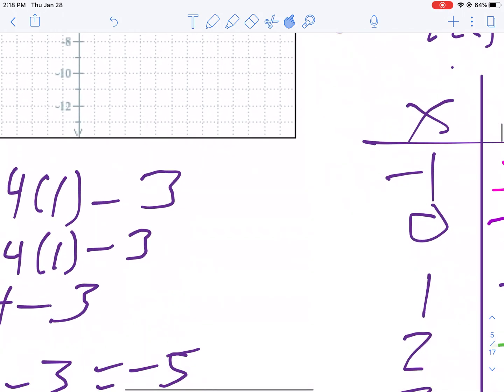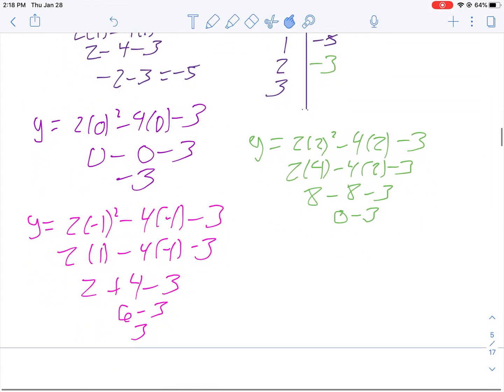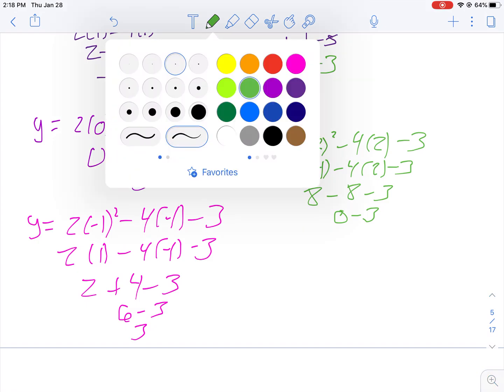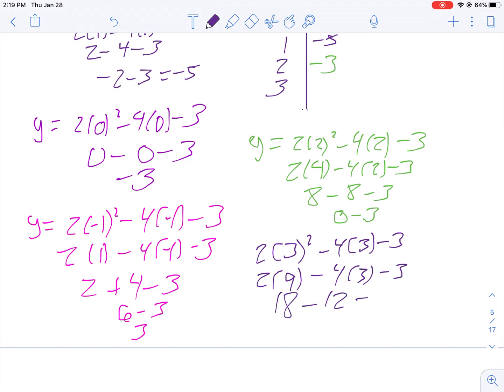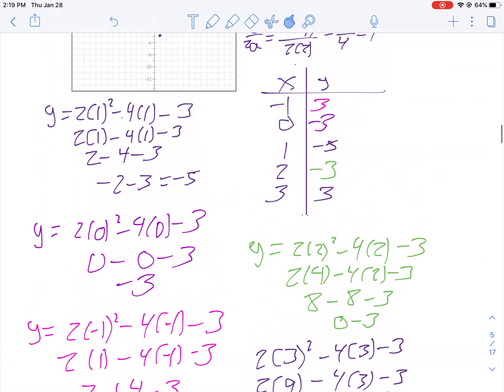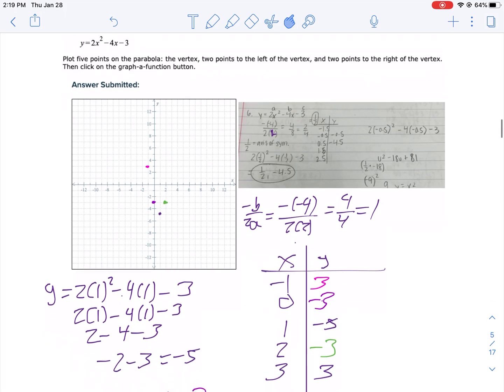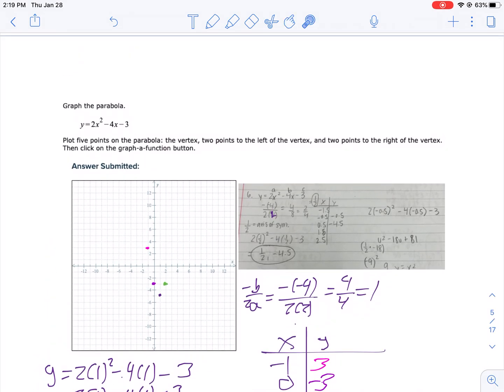And then finally, let's do 3. So I'll go 2 times 3 squared minus 4 times 3 minus 3. Well, 3 squared is 9. Let's do the multiplication next. 2 times 9 is 18. Minus 12 minus 3. 18 minus 12 is 6 minus 3 equals 3. See how it's symmetric? So when I'm over 3, I'm up 3.